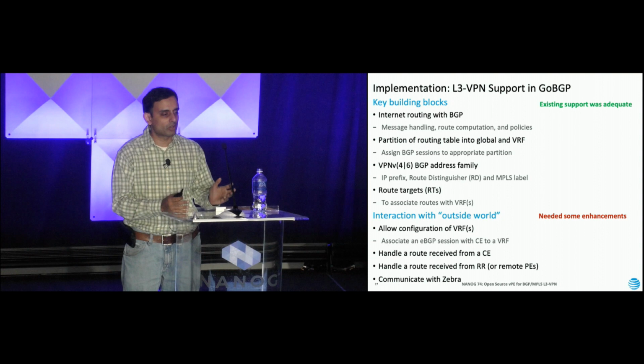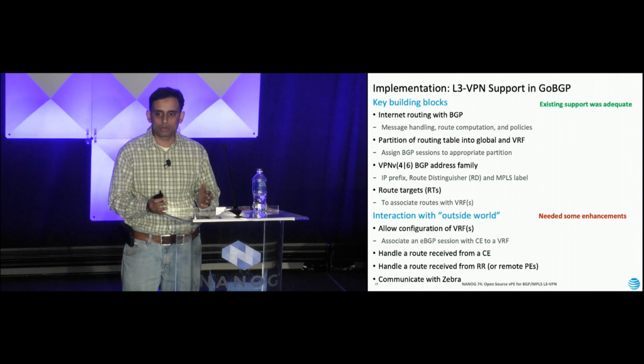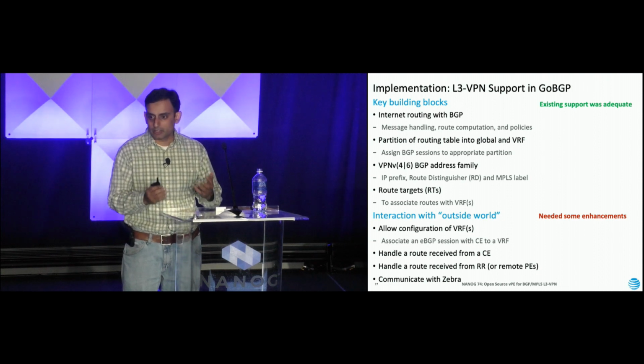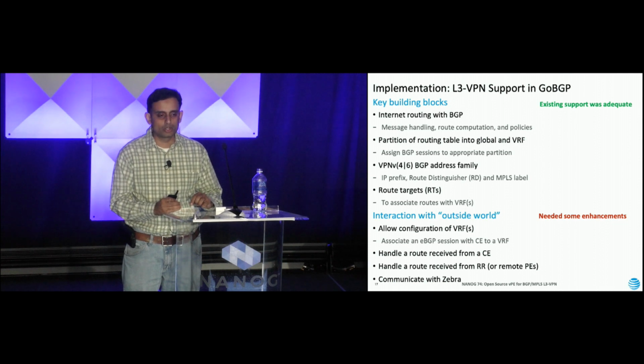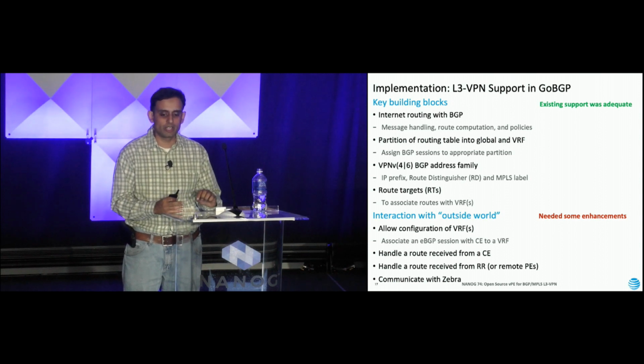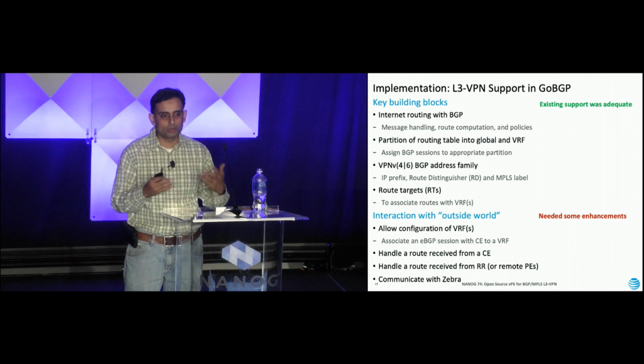So, that was all about configuration. Next, I am going to talk a little bit about implementation, and in particular I would like to talk about L3-VPN support in GoBGP. As far as implementation goes, there are two key aspects. Number one is what I call key building blocks. This is essentially the machinery that you require to be able to do layer 3 VPN in GoBGP.